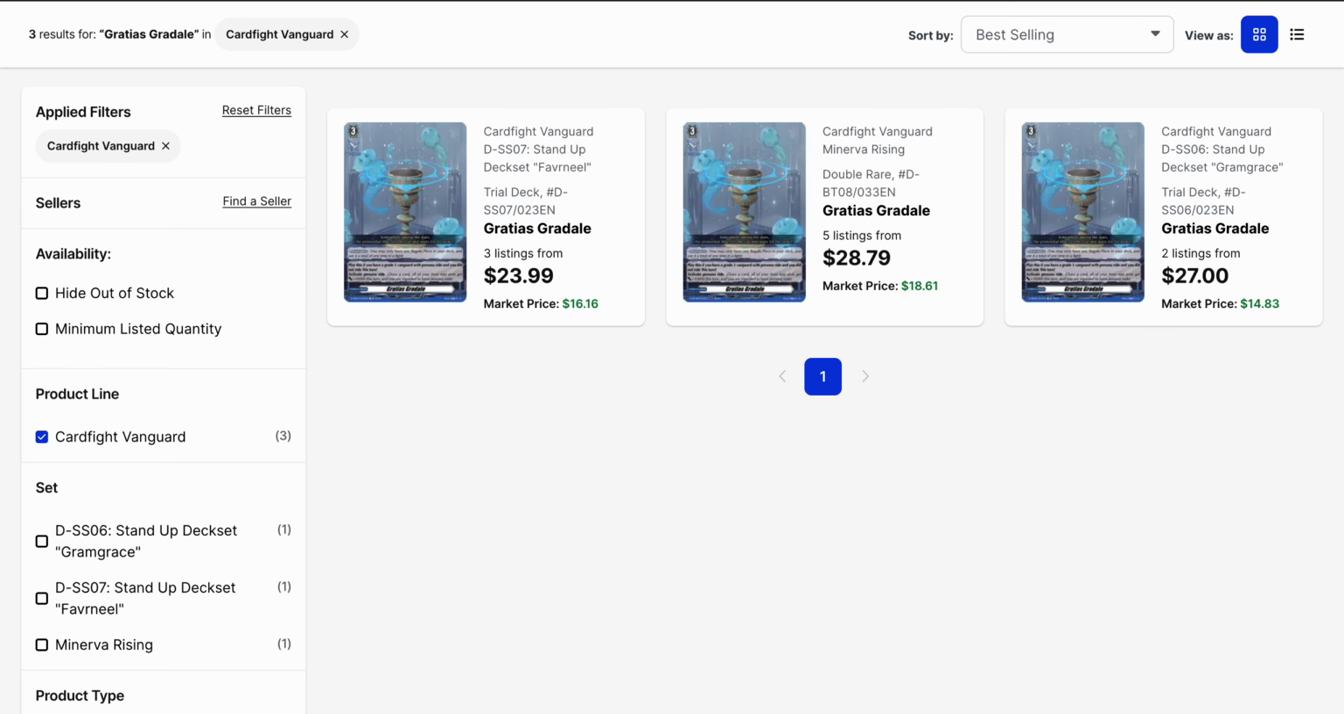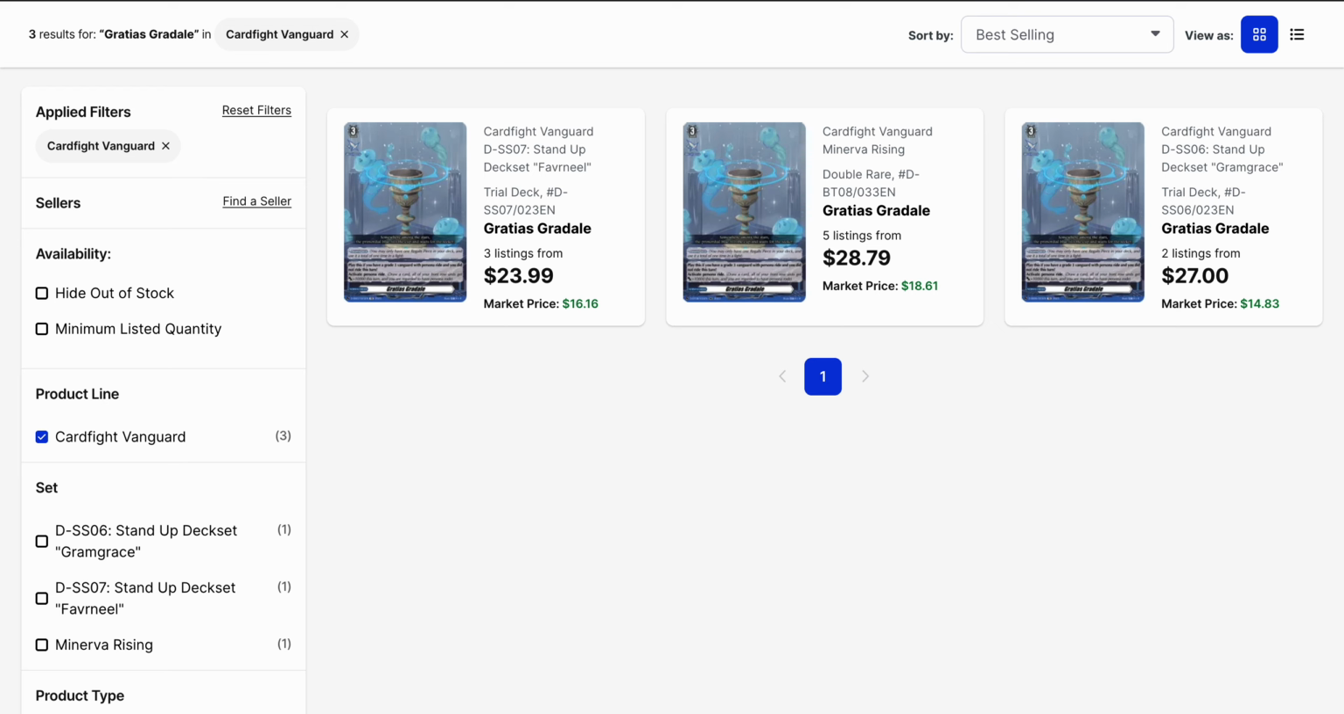And our final card for today is Gratias Gratail, which has shot up in value from our last talk and now is solidly over $20 on all of its copies. The cheapest one available is from the Favorneal Trial deck, which is $24, and then the Graham Grace one's $27. The double rare from Minerva Rising is currently around $29.